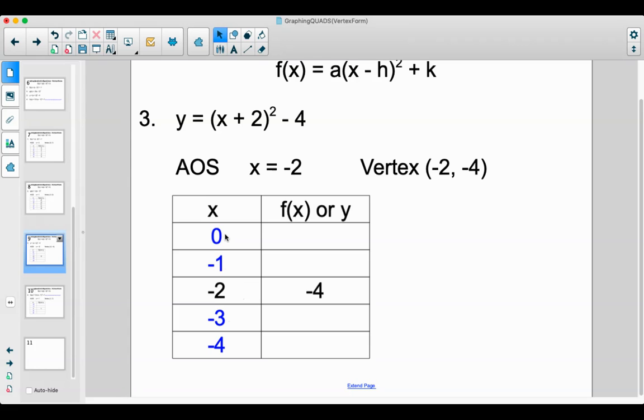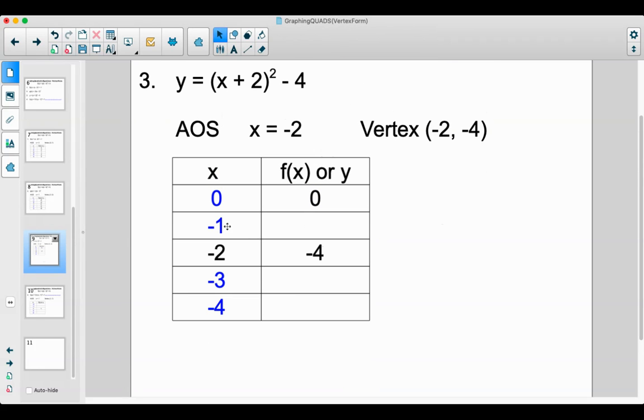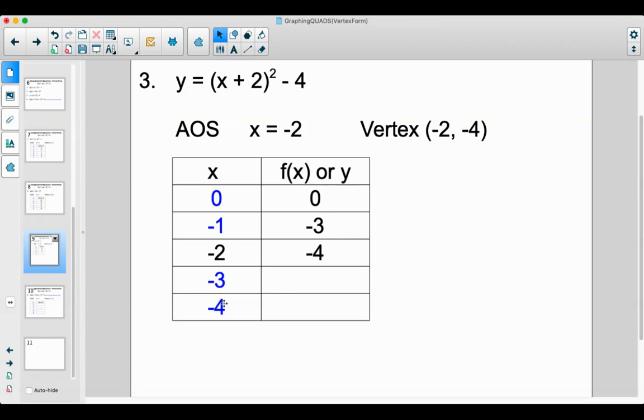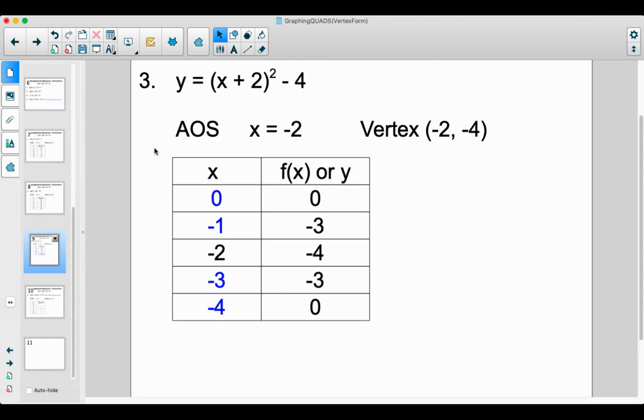Plugging in 0, 0 plus 2 is 2, 2 squared is 4, 4 minus 4 is 0. -1 plus 2 is 1, 1 squared is 1, 1 minus 4 is -3. Hopefully -3 gets me -3 as well, and -4 should get us 0. -3 plus 2 is -1. -1 squared is 1. 1 minus 4 is indeed -3. That's comforting. Of course, -4 plus 2 is -2. -2 squared is 4. 4 minus 4 is 0. Also feeling pretty good about that.